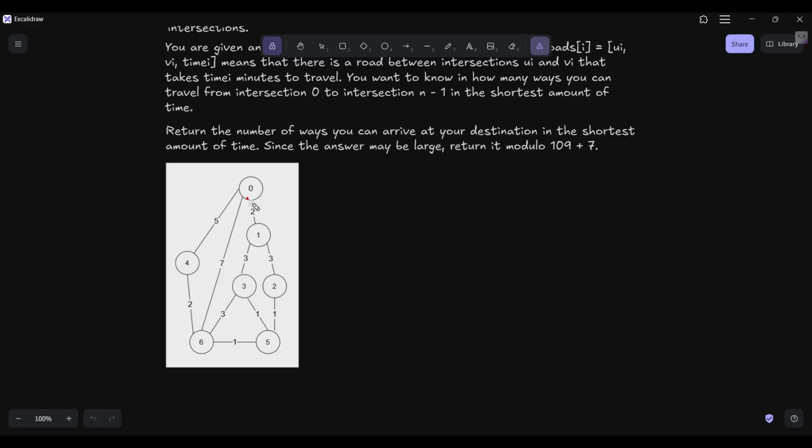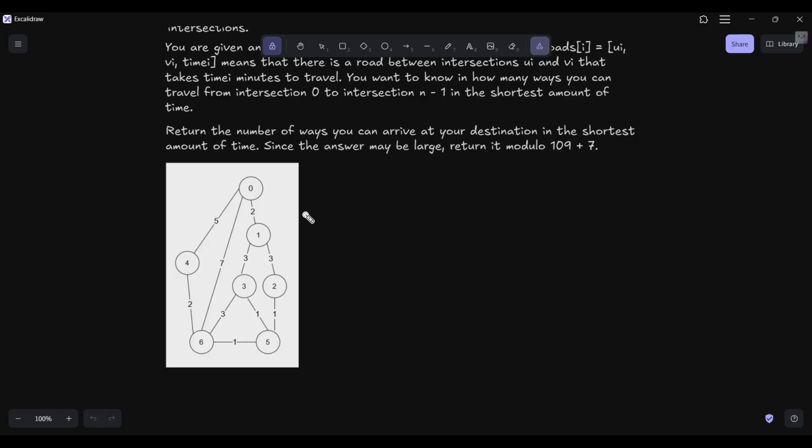Let's move on to the next path. There are only two paths remaining, so let's check both. First, 0 to 1 is 2, 1 to 3 is 3, that is 2 plus 3 is 5, 3 to 5 is 1, that is 6, and 5 to 6 is 1, so the total is 7. It is also coming to 7. So till now the shortest path is 7, because 3 paths are coming to 7.